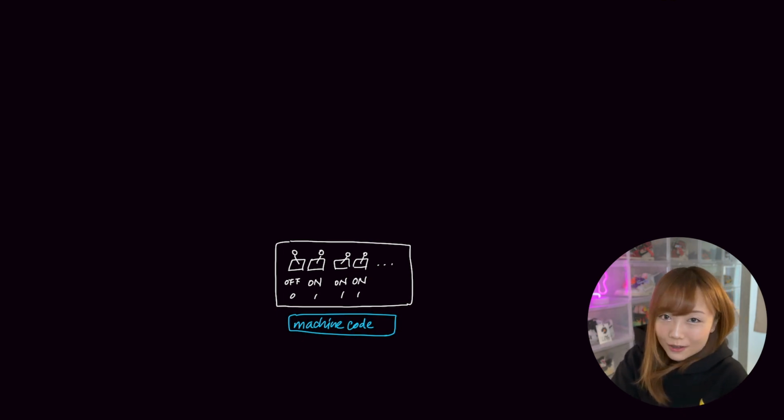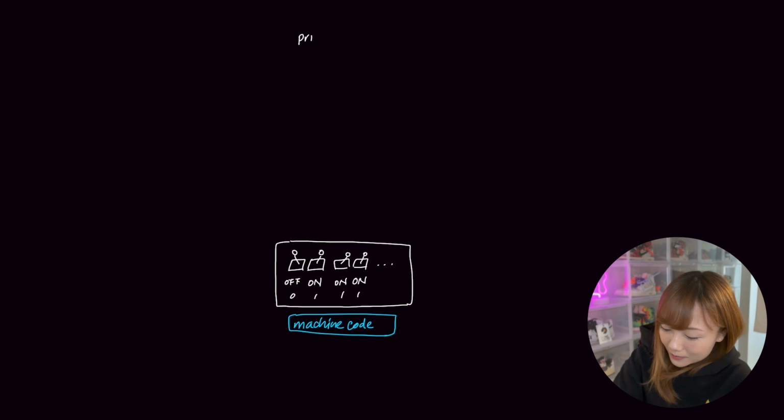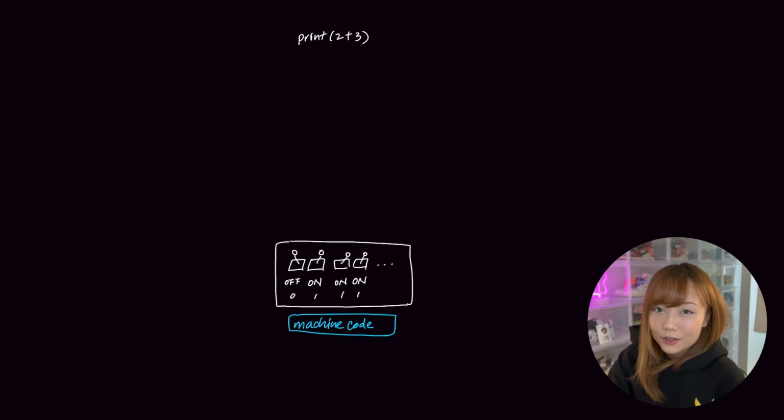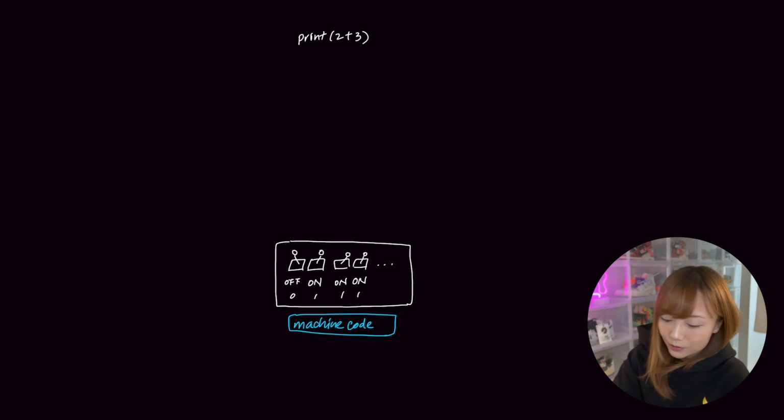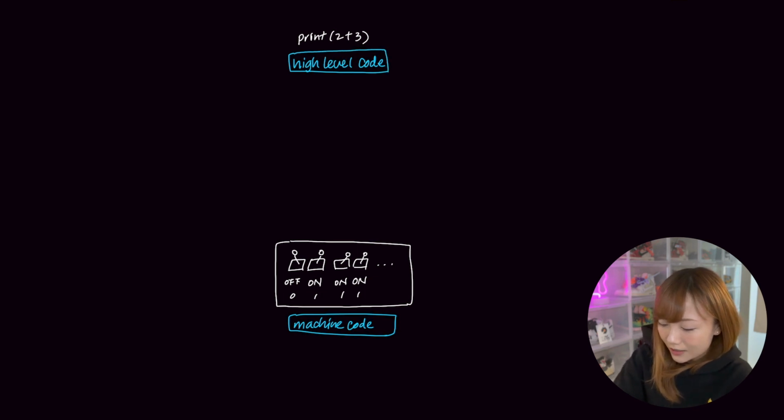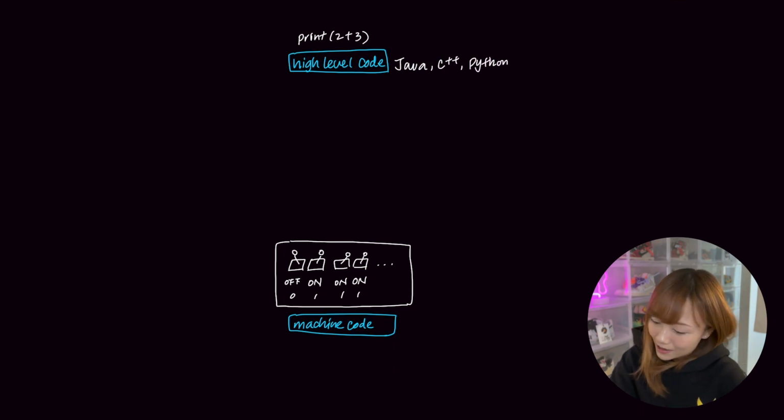The code that we usually write in, for example, you may see something like print 2 plus 3, which tells the computer to add up 2 and 3 and print the result to the screen. Code like this is written in a much more human-readable format, and this is what we call high-level code. High-level code is written in high-level coding languages, such as Java, C++, or Python, which is what this example is written in, and so on.